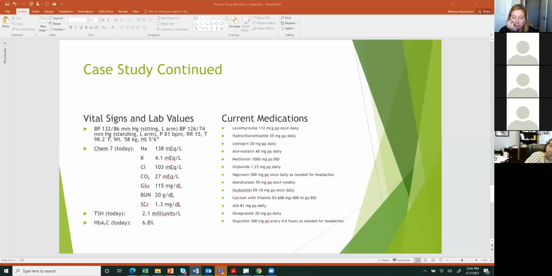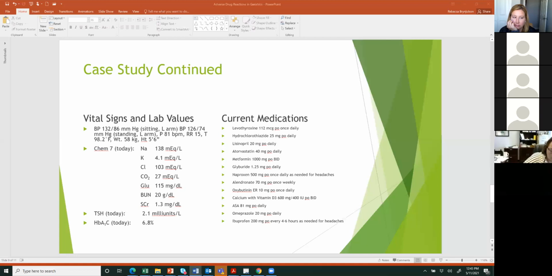We could look at raloxifene or calcitonin. Neither of those require dose adjustments for renal function. And regardless of what we choose for this patient, we do still want to make sure that she takes calcium with vitamin D.